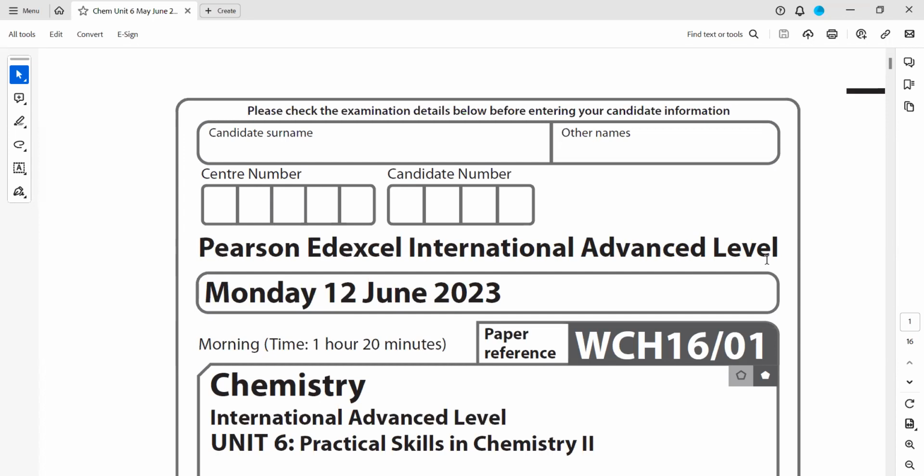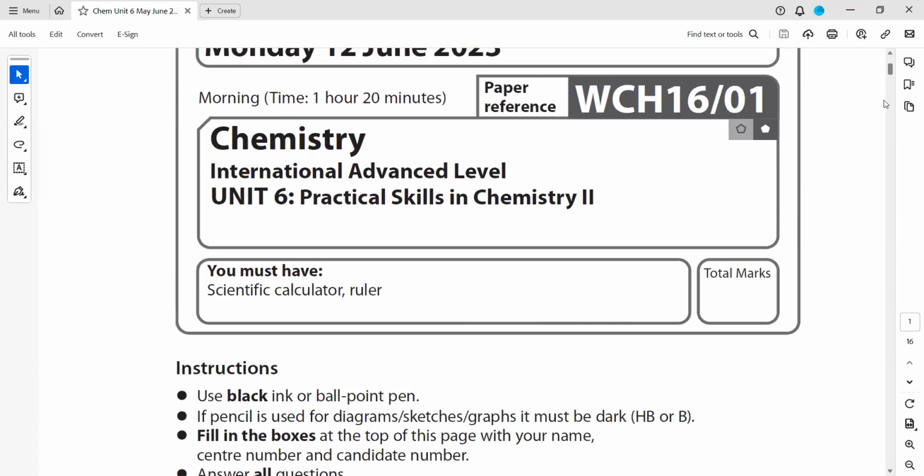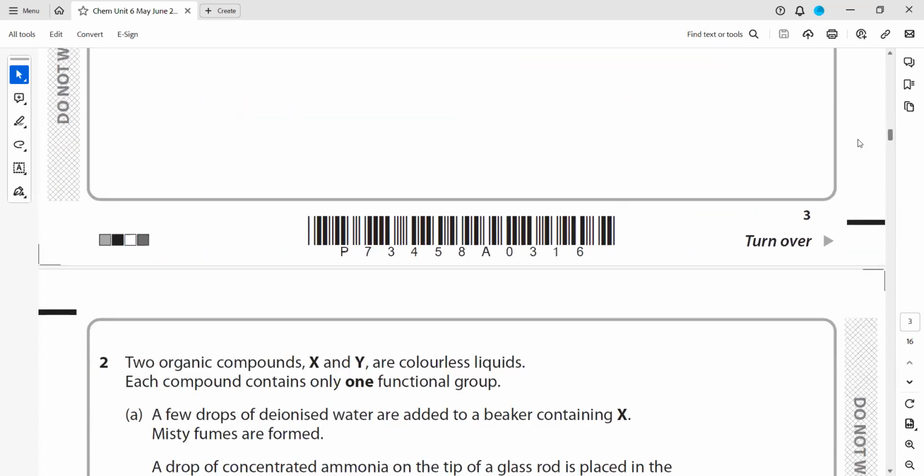So this one is the June 2023 Unit 6 paper. Last time we discussed question 1. Today we'll do question 2.